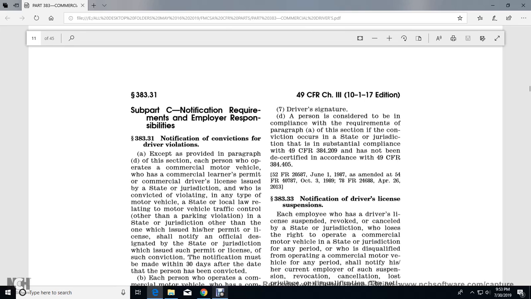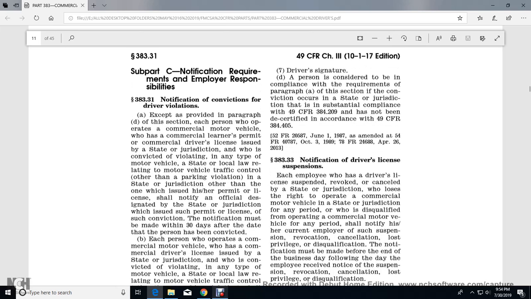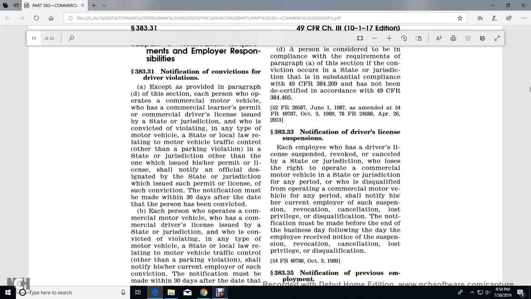License shall notify the official designated by the state jurisdiction that issued the permit and license of such conviction. Notification must be made within 30 days after the day that the person has been convicted.